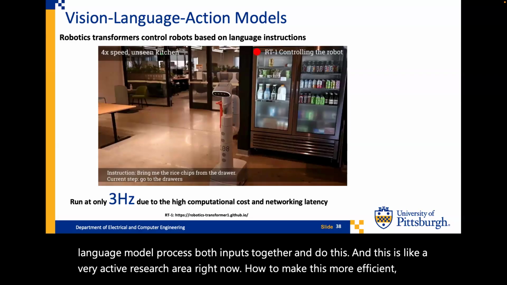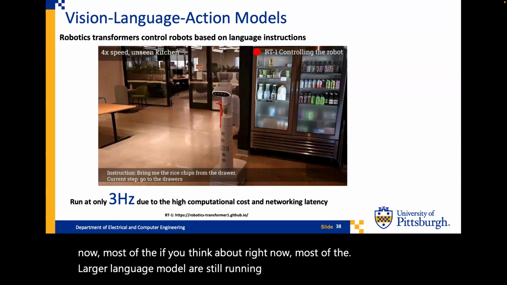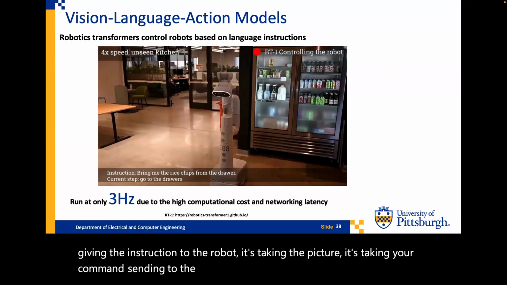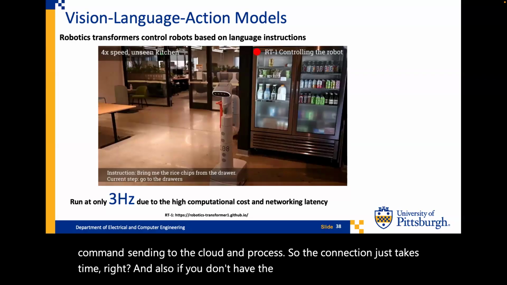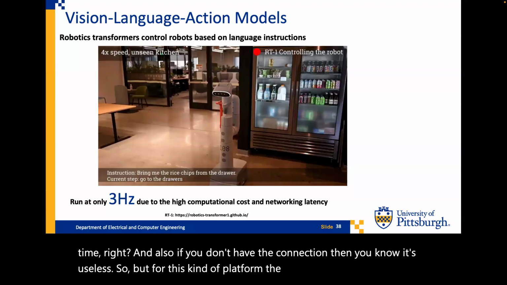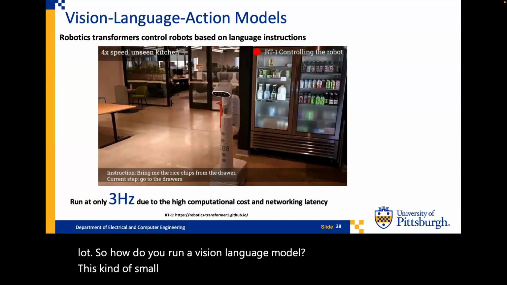Right now, most of the large language models are still running on the cloud. So when you give an instruction to the robot, it takes the picture and your command, sends them to the cloud, and processes it. The connection just takes time, right? And if you don't have a connection, then it's useless. But for this kind of platform, the computation power is not a lot. So how to run a vision language model on this kind of small device is a very active area.